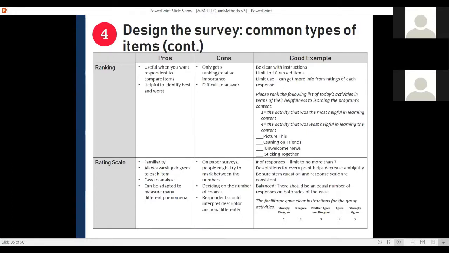And then for the rating scales, again, these are super familiar with probably everybody. You've taken these in surveys before.